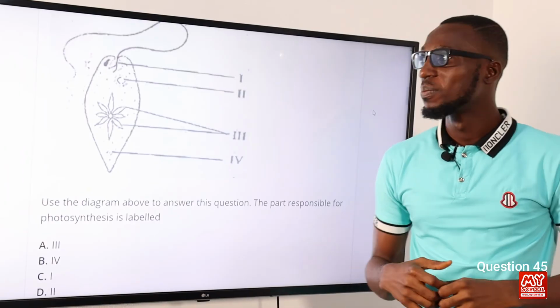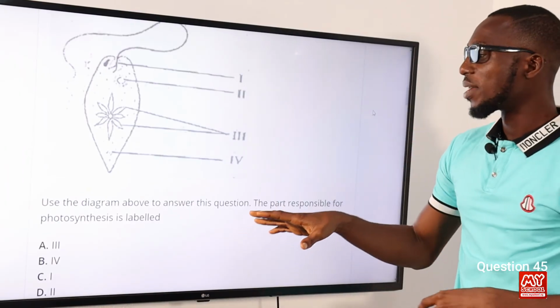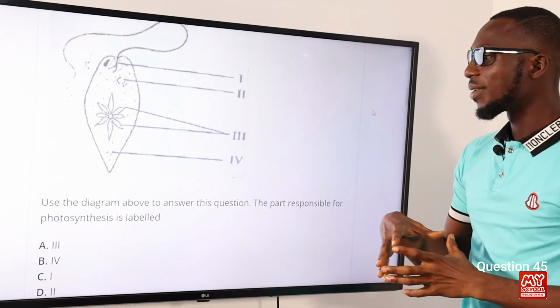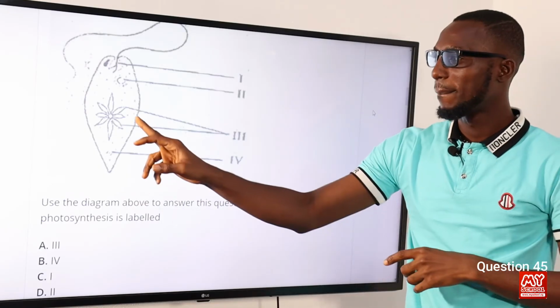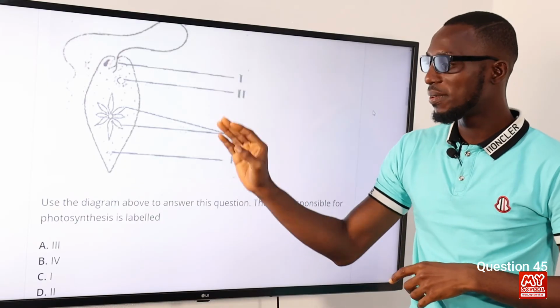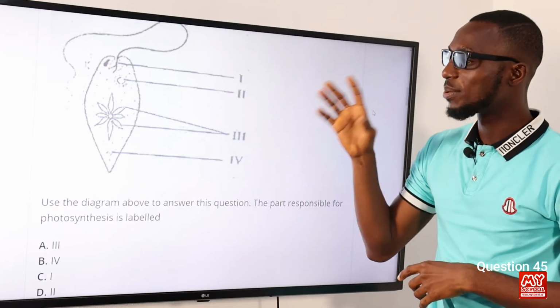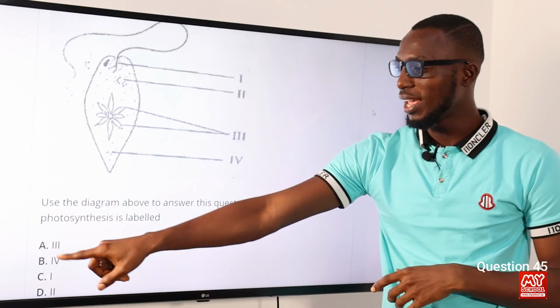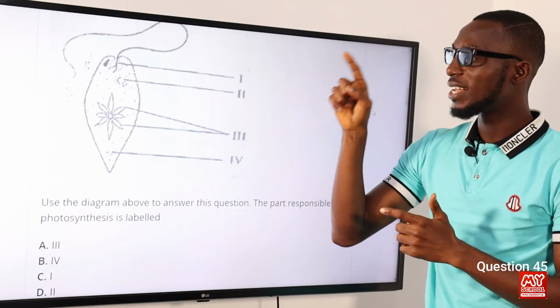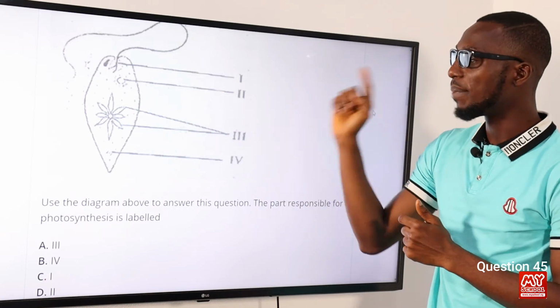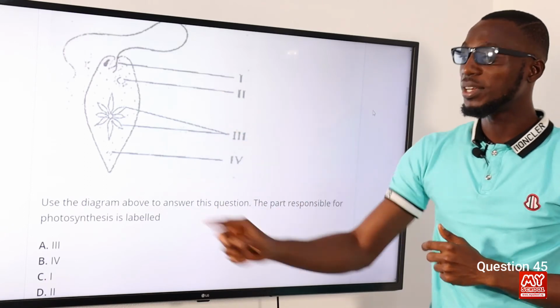Question 45. Use the diagram above to answer this question, okay? The part responsible for photosynthesis, that is the chloroplast. This, okay, the part labeled 3. So where do we find that? We find that in option A. So option A is the part that is identified as chloroplast, and it is labeled I. So option A is the option we are looking for.